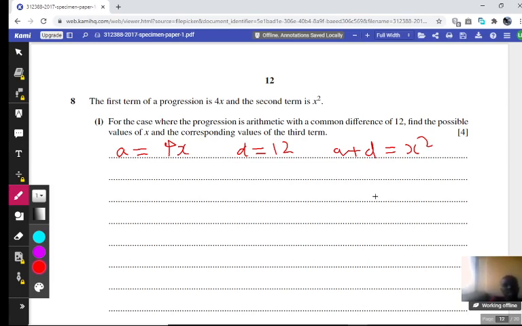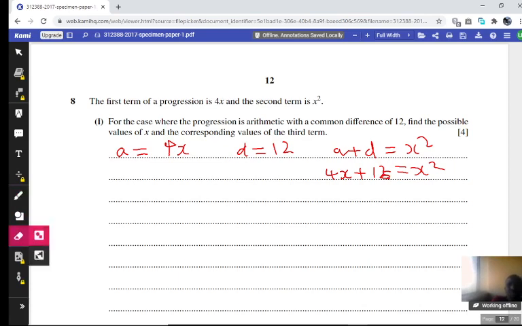So what we're supposed to do here is use our second term. We said a plus d, where a is 4x, plus d, which is 12, is equal to x squared. Just substitute. Use this equation, a quadratic equation, to find the values of x. Expressed as a quadratic equation, it will be much easier that way.